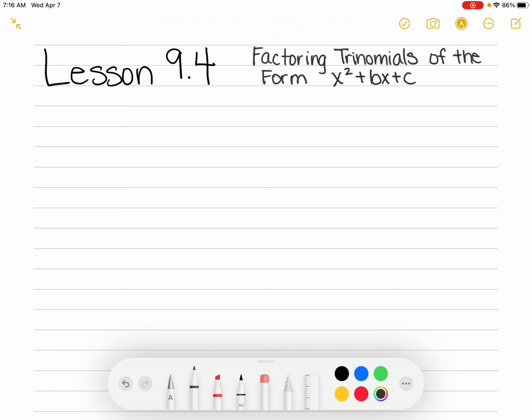Hello students, today we're doing lesson 9.4, factoring trinomials of the form x squared plus bx plus c.